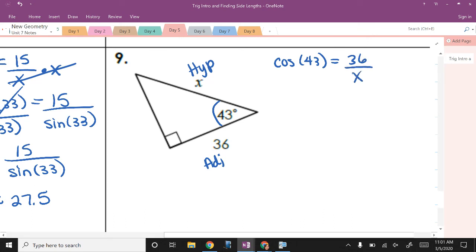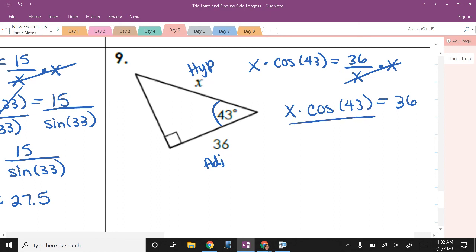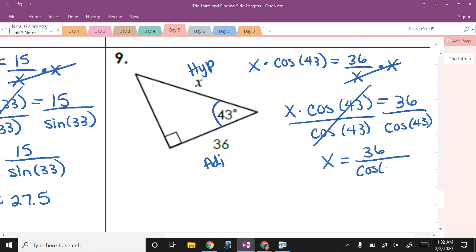X. So first we have to solve for x. So how do we solve for x? Yep, got to multiply by x on both sides to get it out of the denominator. So x times cosine 43 equals 36. Now what? Then you divide by cosine 43 on both sides. Now technically you don't have to write down this next step, but I'm just doing it to keep it neat, so I know exactly what to type in my calculator.